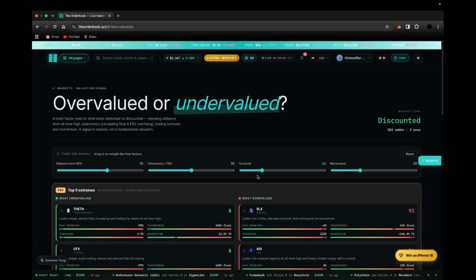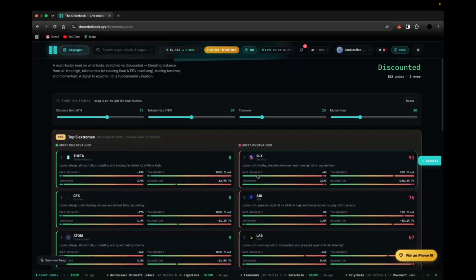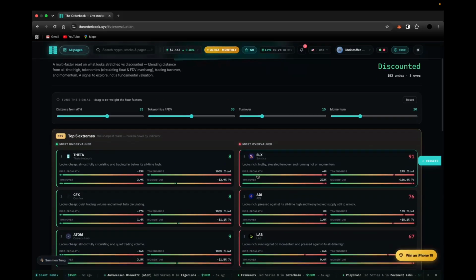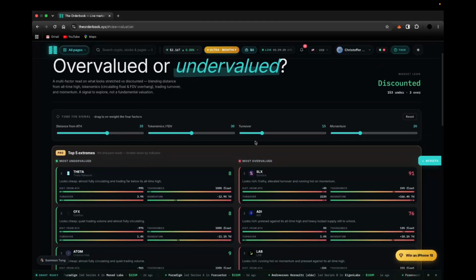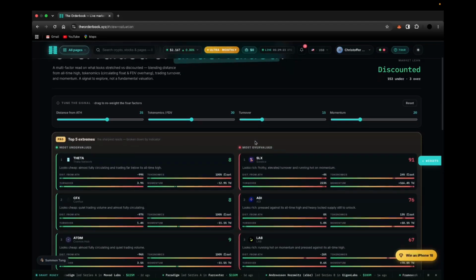So instead of just guessing, this page looks at a few different things at once. First, it checks how far a coin is from its all-time high. That means how far it has dropped from the highest price it has ever reached. Then it looks at the supply side. Basically, how much of the coin is already out in the market compared to how much might still be locked and released later. That matters because if a lot more supply comes out later, it can affect the price.